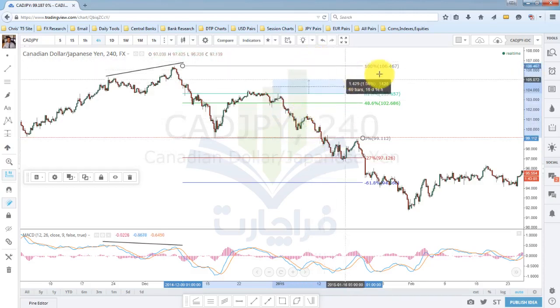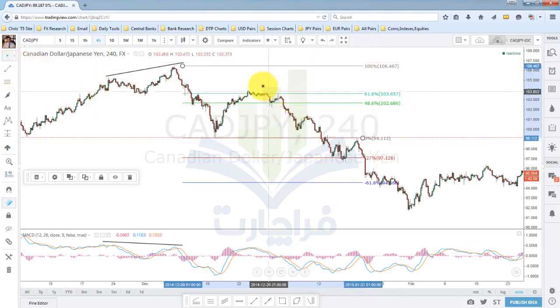Most people don't. So what you would do in that scenario would be to use a smaller degree time frame to look to enter into this trade.